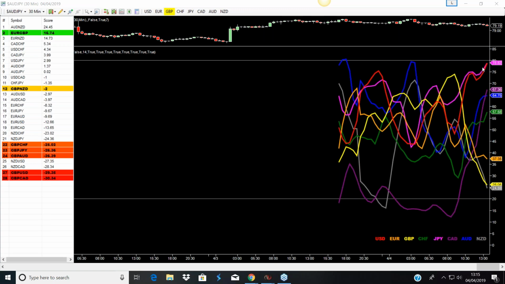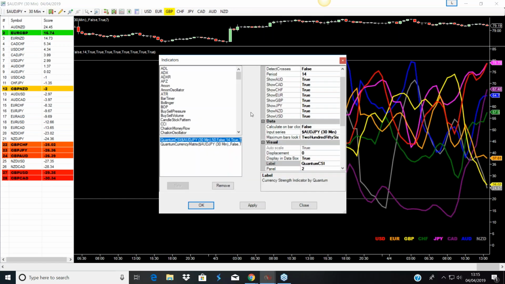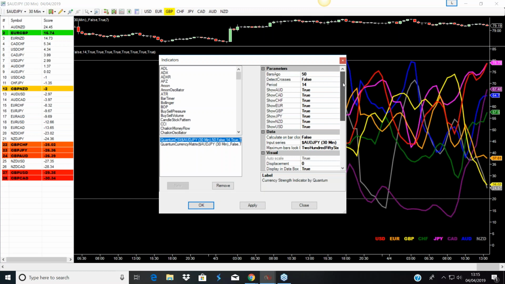It really just rams home the point that using the indicators, the CSI, the matrix, the array, they give you all this information to help you in cherry picking those trades which are going to give you the best opportunities and those which are going to be a bit of a struggle. And it's really just a nice example.